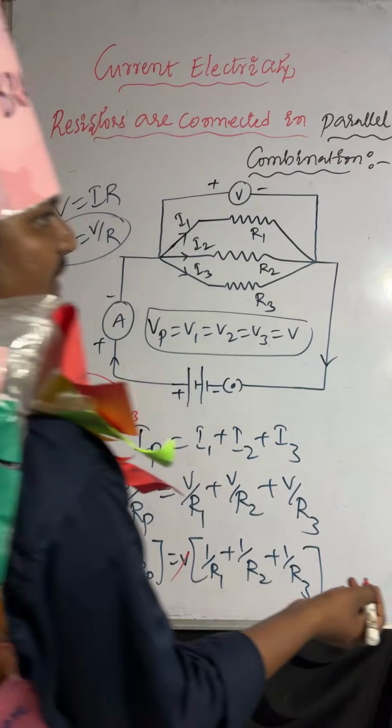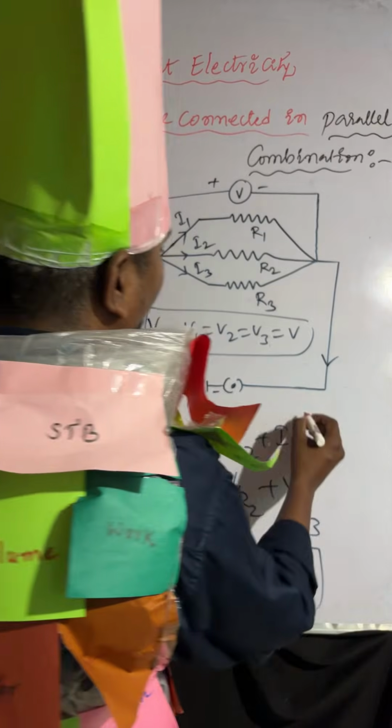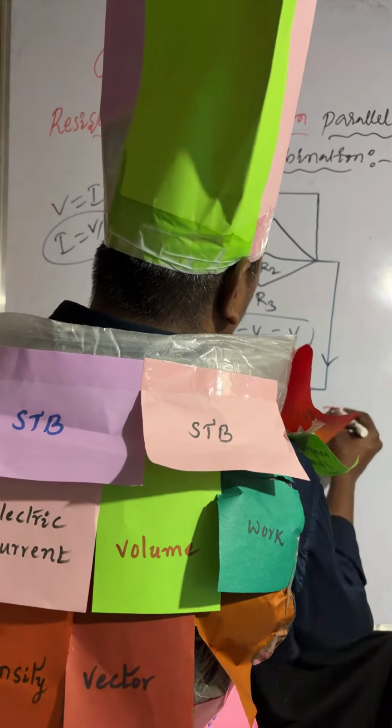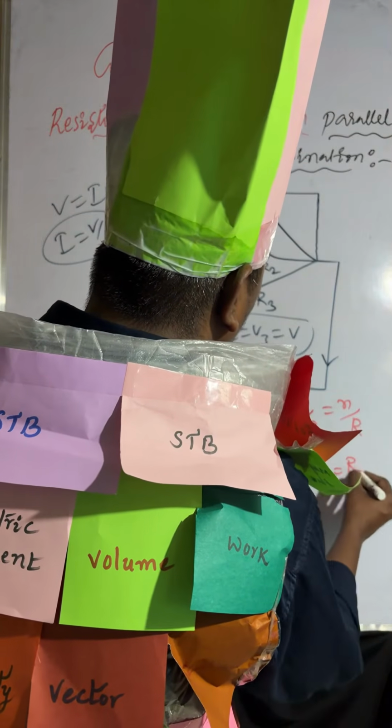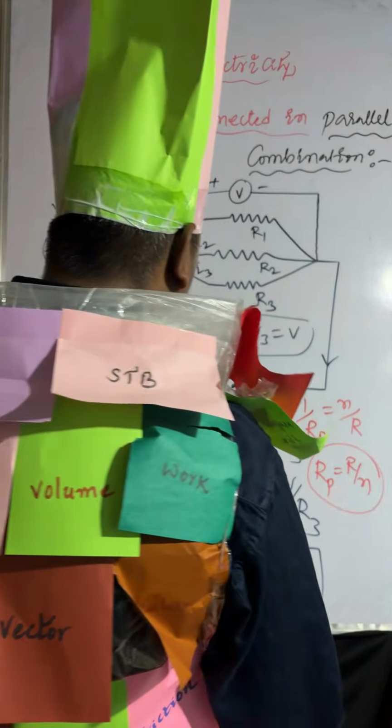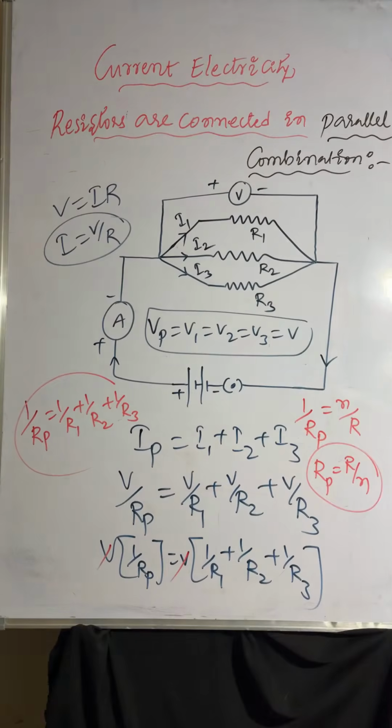If n number of resistors are connected in parallel combination, 1 by Rp equal to n by R, so Rp equal to R by n. Okay, I hope it is very clear. Just check once. So this is about resistors connected in series combination and parallel combination.